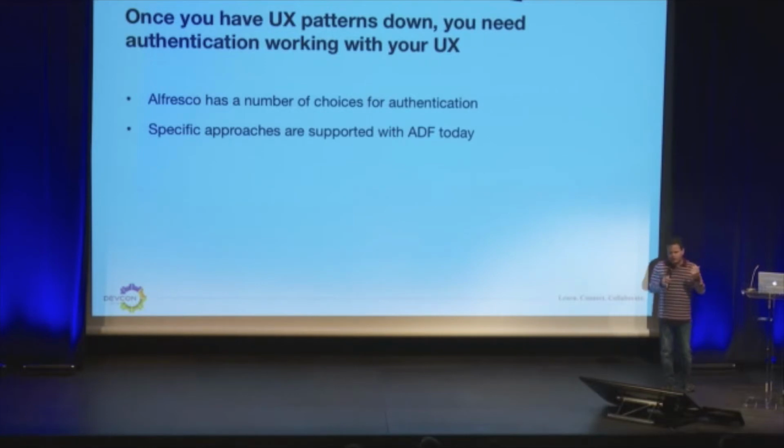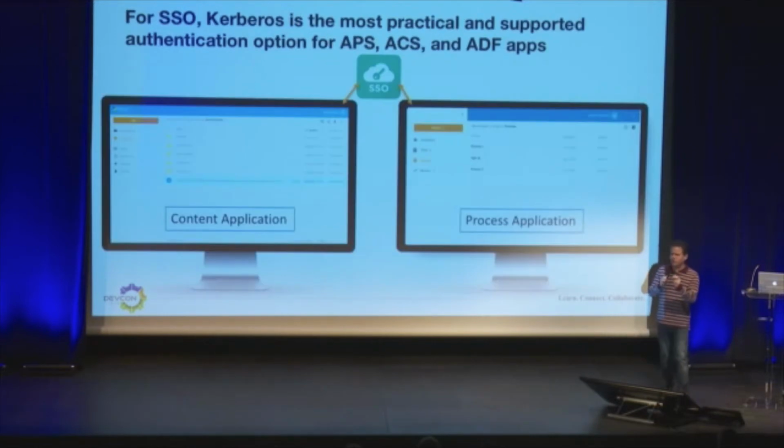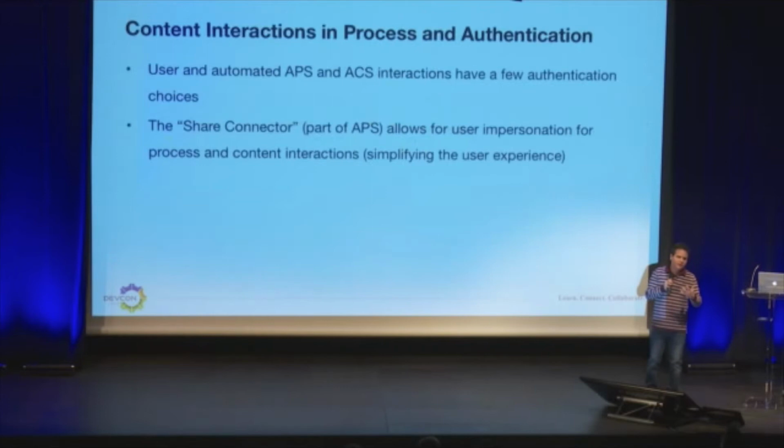Now, once you have those UX patterns, you have to look at authentication. And there are a number of approaches here at Alfresco on using those technologies. The one that works very well today across the entire stack is Kerberos. With Kerberos, it is the most practical way to bring together a full application across content, process, and governance. And they, of course, work with the sample applications that are available, including the two that were mentioned earlier.